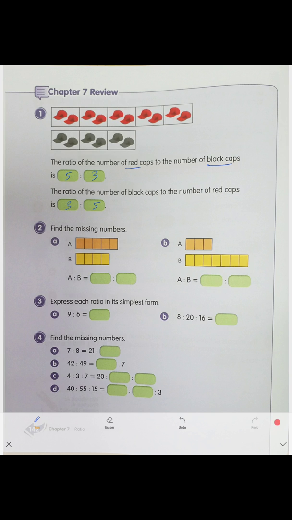Find the missing numbers, right? Okay, these are 5 units, these are 4 units. So these are 5 units, these are 4 units. A to B, these are 3 units, these are 7 units. So 3 to 7.